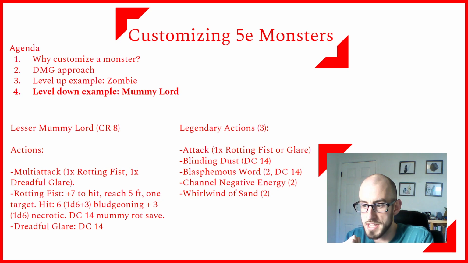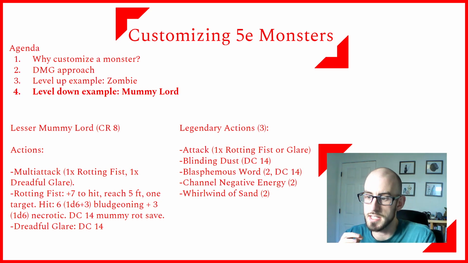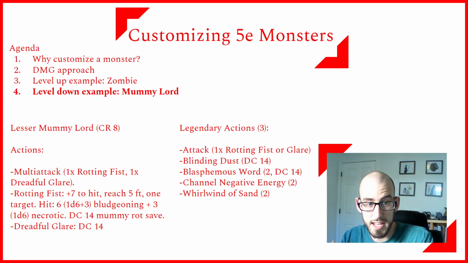We have our Blasphemous Word. This costs 2 legendary actions. And what this one does is it's going to be a DC 14 and potentially stun all the enemies around the Mummy Lord. We have their Channel Negative Energy and their Whirlwind of Sand, which are going to go unchanged in terms of what they do.